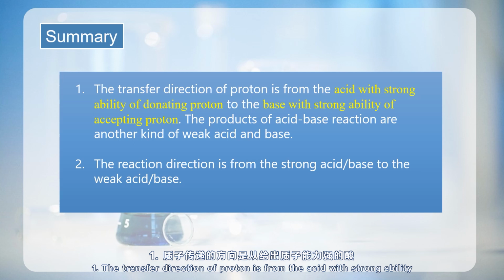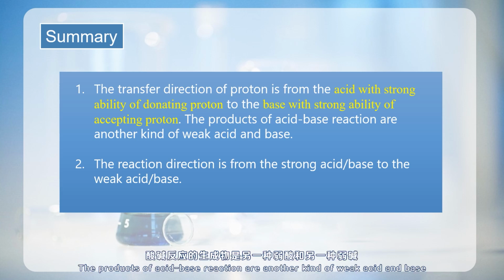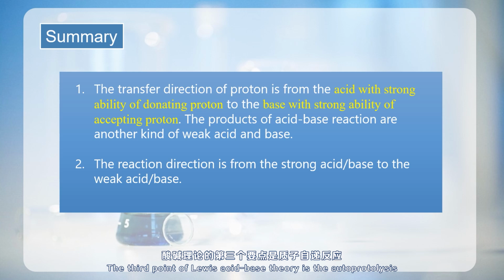First, the transfer direction of proton is from the acid with strong ability of donating proton to the base with strong ability of accepting proton. The products of acid-base reaction are another kind of weak acid and base. Second, the reaction direction is from the strong acid to the weak acid.